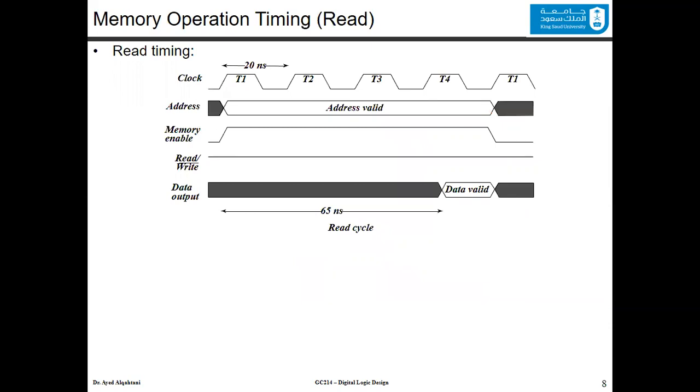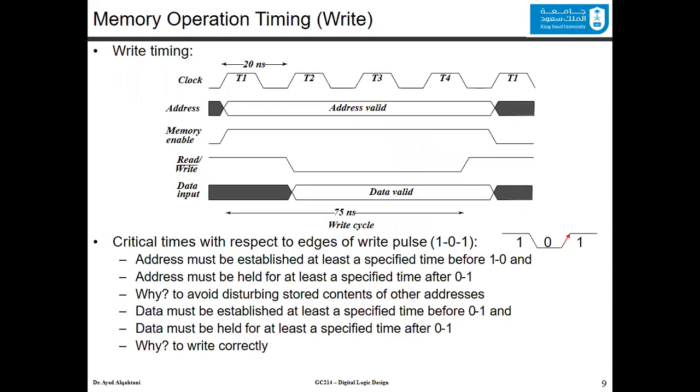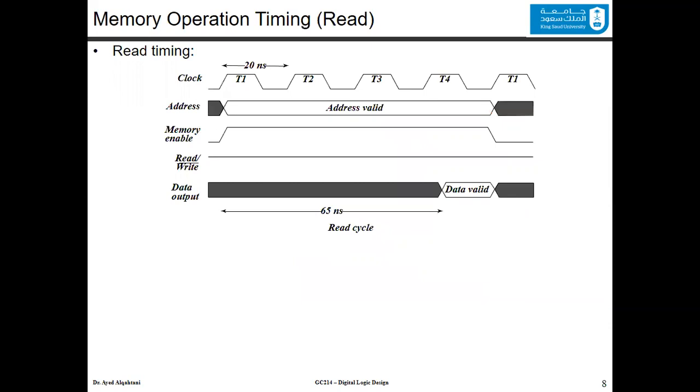Now, this is the timing diagram. We will discuss the timing diagram for the read and also for the write. So we will start with the read. You can see that we have a clock. In this timing diagram, we have T1, T2, T3, T4. That's enough to do the read operation and also the write operation. And after this, we repeat again, starting from T1. You'll notice that we have an address, a memory enable, the read and write control signal, and the data output.